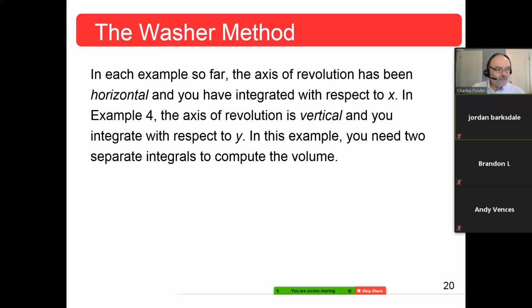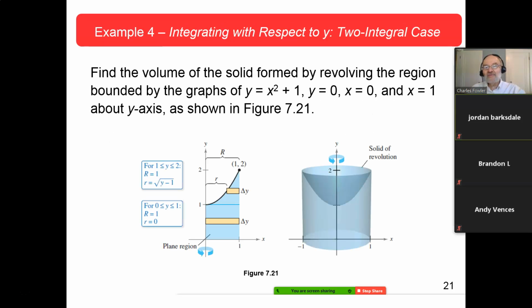Evidently they're going to skip some examples here. No, not necessarily. This is the top of page 458. In each example so far, the axis of revolution has been horizontal, and you have integrated with respect to x. And I guess that's right. In example 4, which is coming up, the axis of revolution is vertical, and you'll integrate then with dy's. In this example, you need two separate integrals to compute the volume. That's because not all the ones that you do are vertical, just this happens to be one that you will. Okay, so here's what you have.